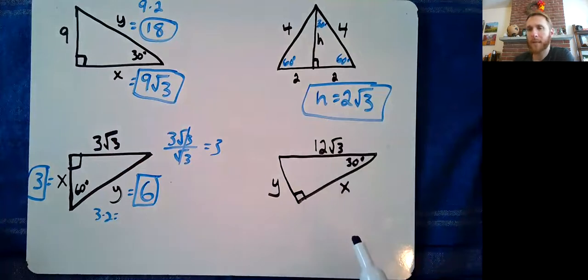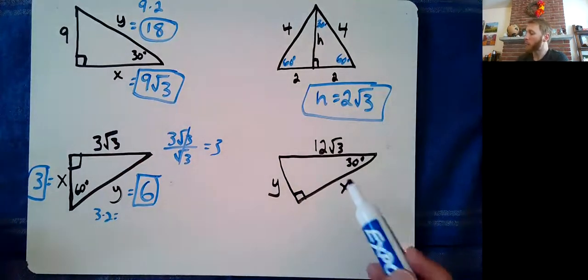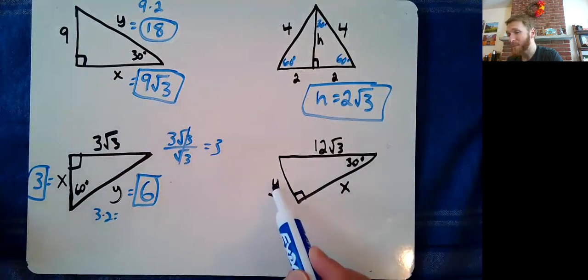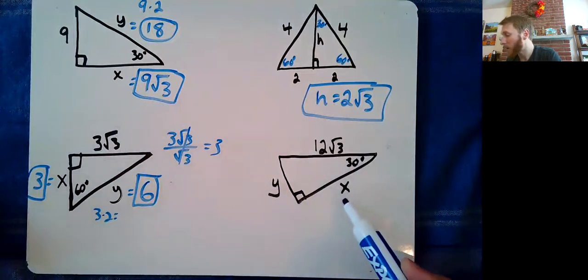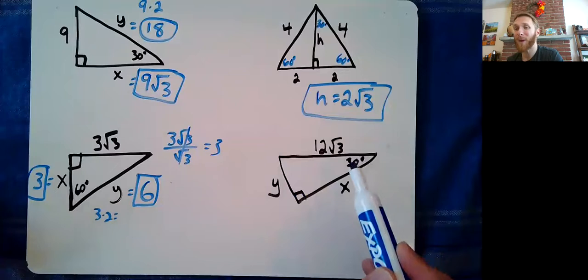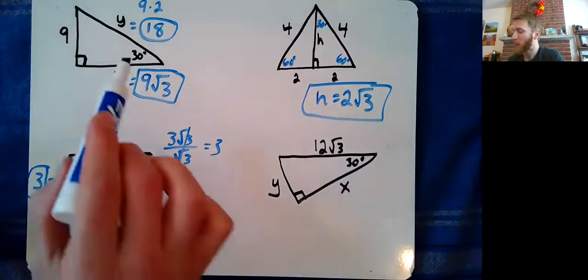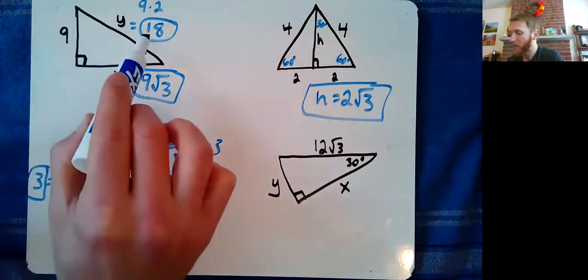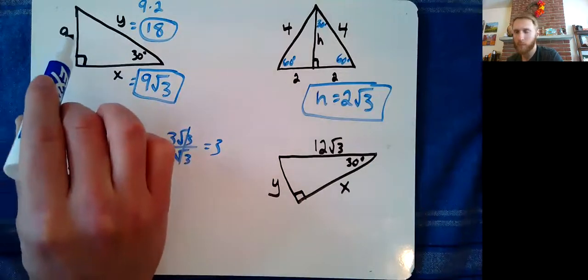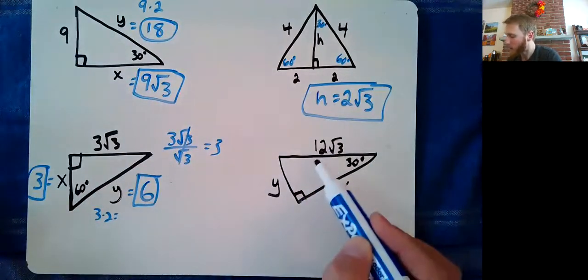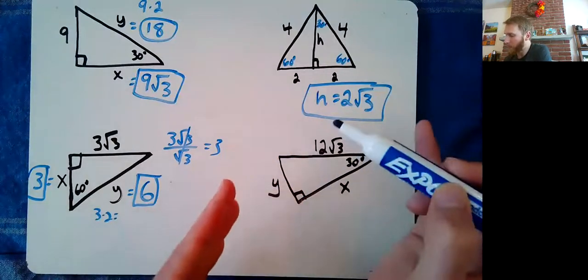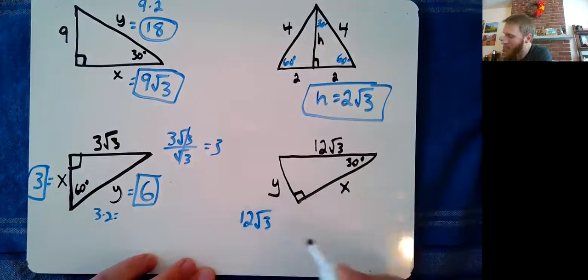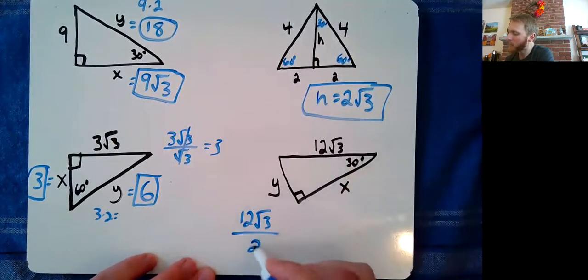Okay, last one. As always, got to have a little trick in there. So identifying the sides is your key. I see 30 degrees, so y is my short leg, x is my long leg, and 12 root 3 is my hypotenuse. So think about how we went from the hypotenuse to the short leg before. To get from 18 to 9, you just divide by 2. That's the same thing we want to do here. This triangle is just rotated a little bit, right? So to find my short leg, I take 12 root 3, which is the hypotenuse, and divide by 2.